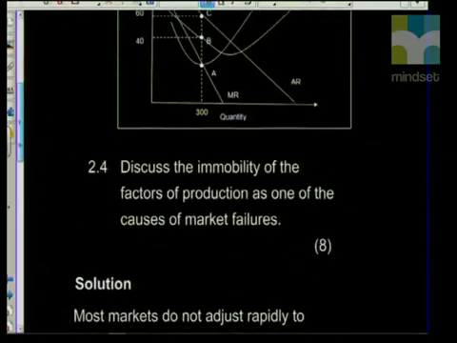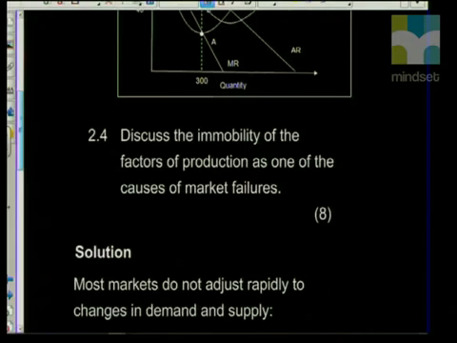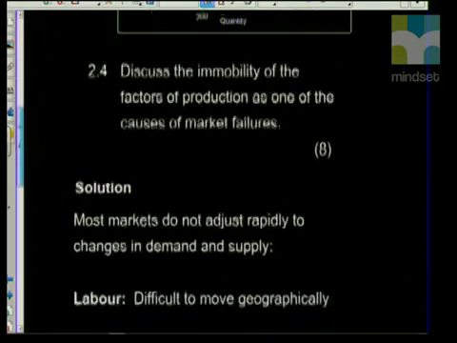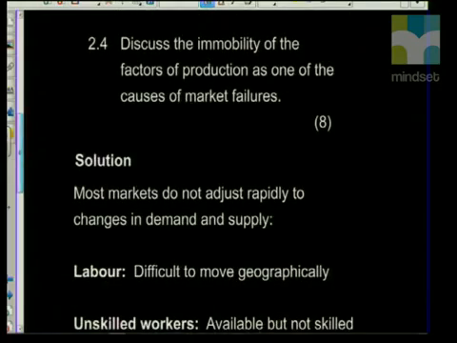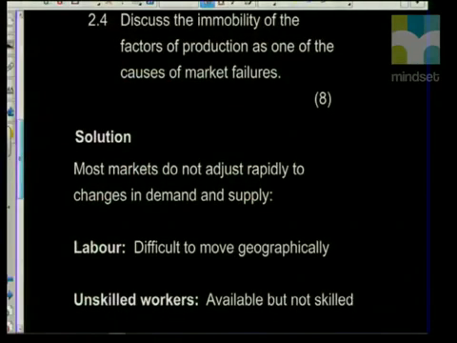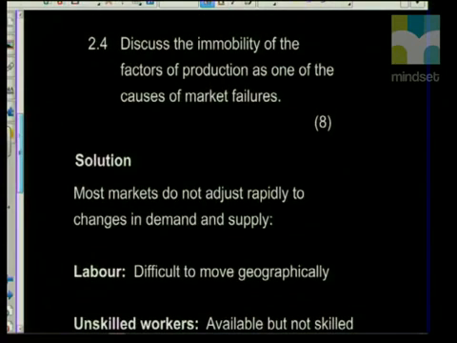Then question 2.4. Discuss the immobility of the factors of production as one of the causes of market failure. So now towards the end of each one of these questions on a section in the textbook, you will find 2 8-mark questions towards the end. So question 2.4 is your first 8-mark question. Usually you have to write down 4 facts for 2 marks each.